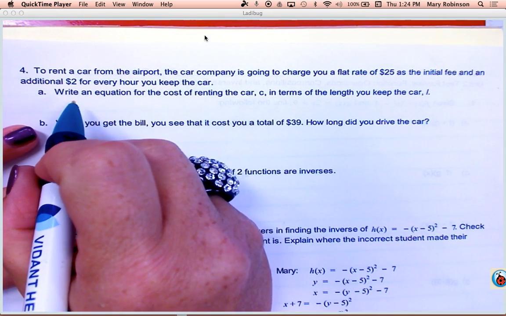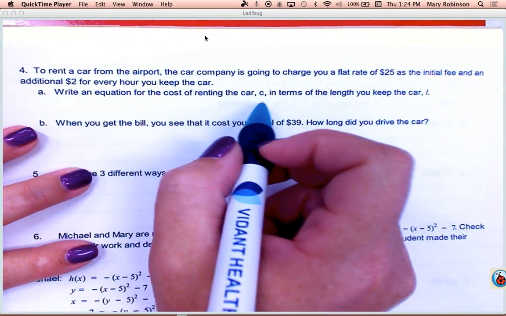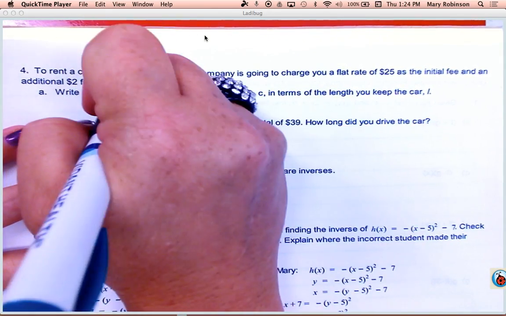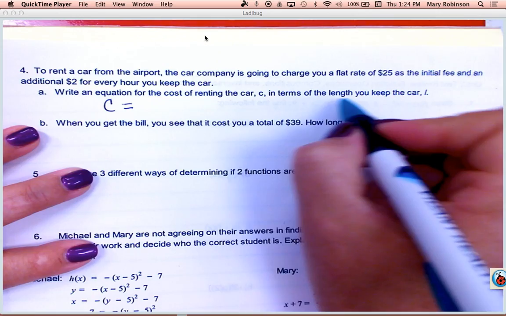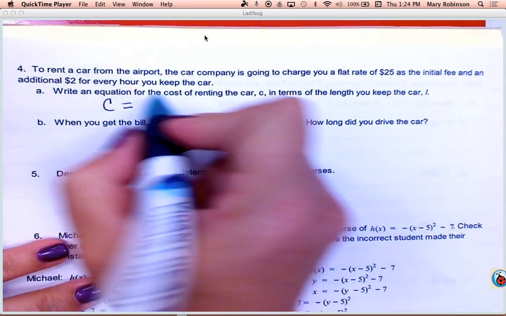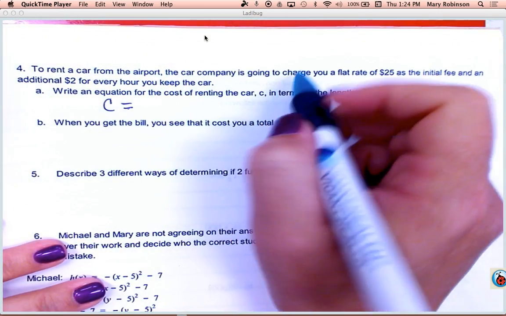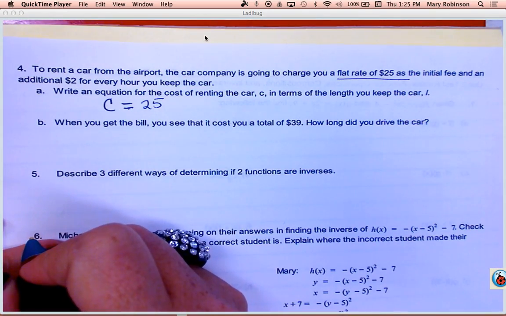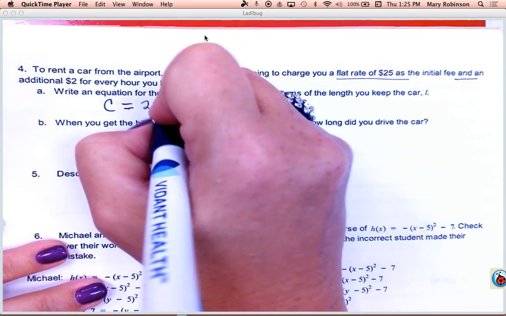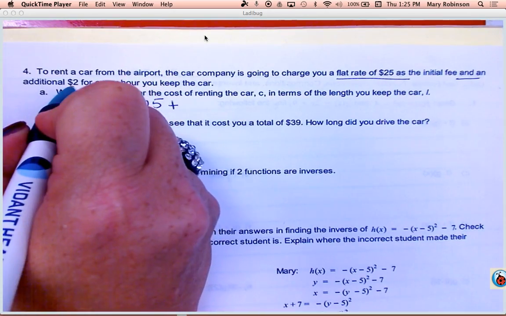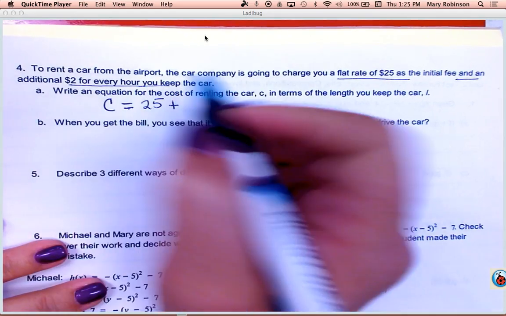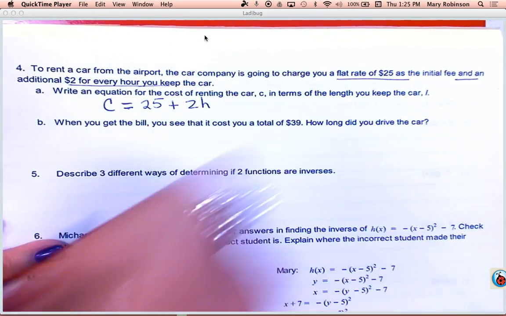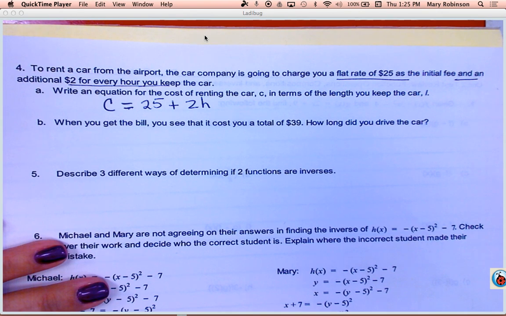For part A, you are asked to write an equation for the cost of renting the car. So we want a cost equation. So cost equals, in terms of the length you keep the car. So think about what our cost is. It says here they're going to charge a flat rate of $25. So they're going to charge you $25. And that's add an additional $2 per every hour you keep the car. So that would be 2H for hours. So we're done with part A. That's it. Cost equals 25 plus 2H.